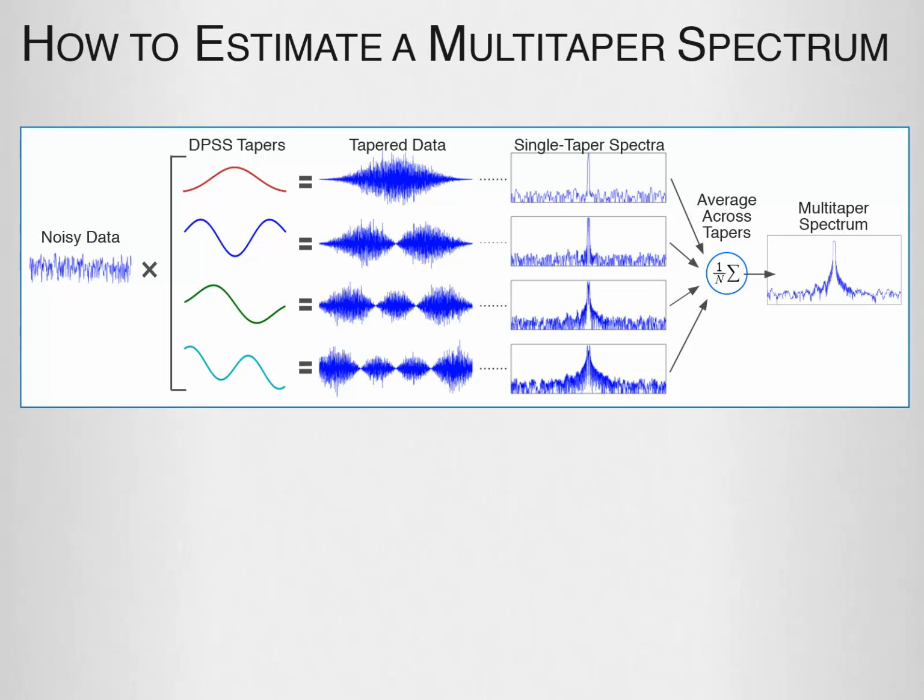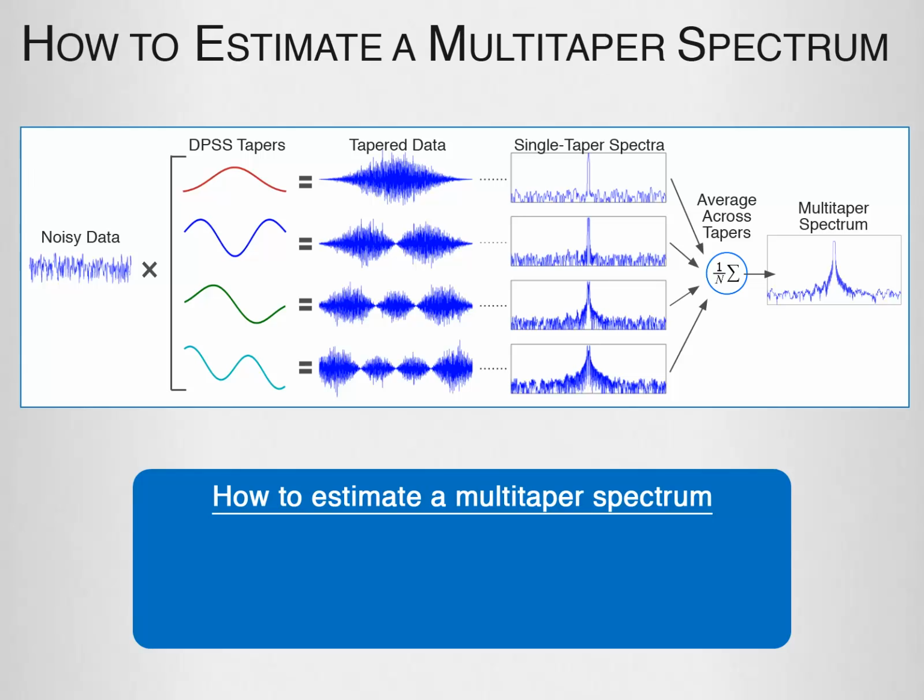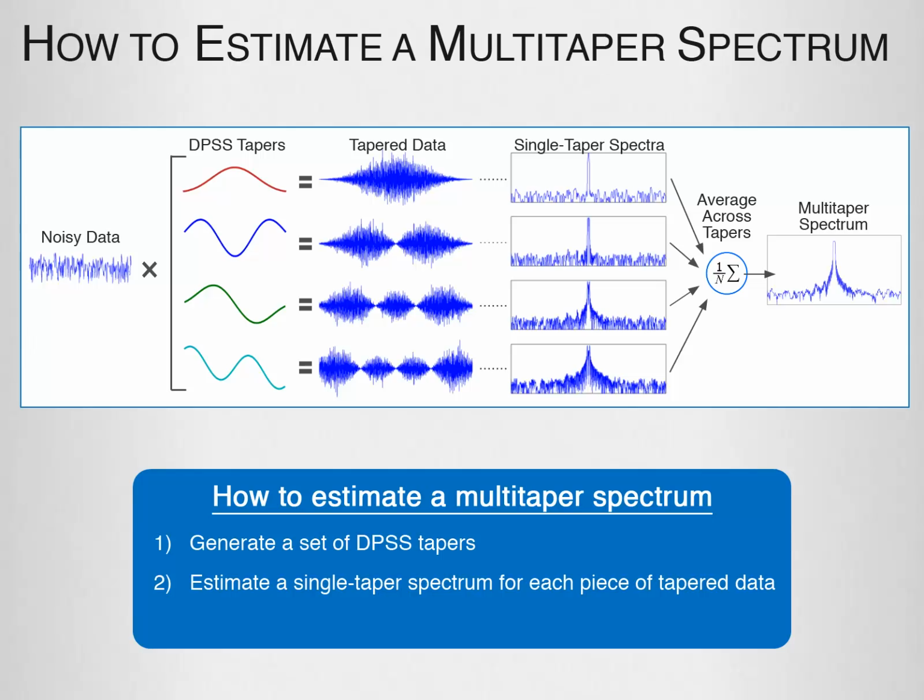To summarize, all it takes to estimate a multi-taper spectrum is: 1. Generate a set of DPSS tapers, 2. Estimate a single taper spectrum for each piece of tapered data, and 3. Compute the mean single taper spectrum.